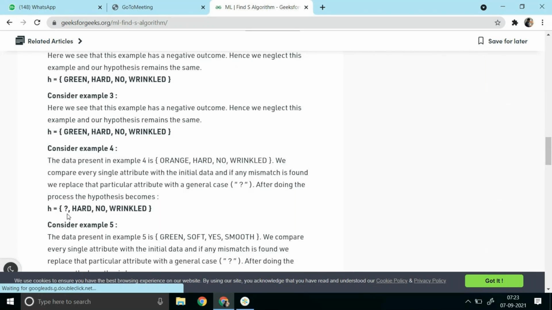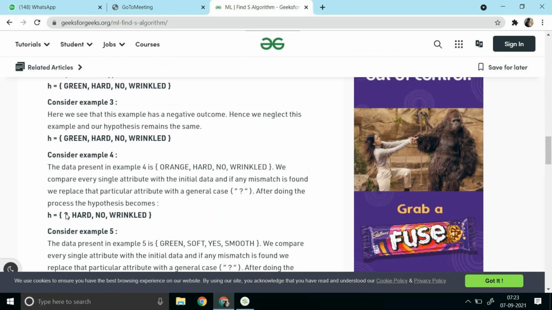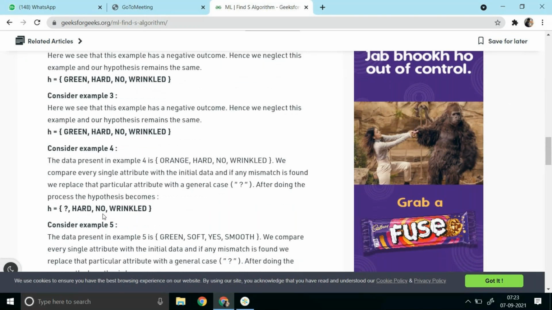Now you can see here, the question mark means it is a general case. It becomes general. Next, go to the next example. Now you have to use this updated value. This is our updated value. Now we have to compare this with the next example, not with the first one.